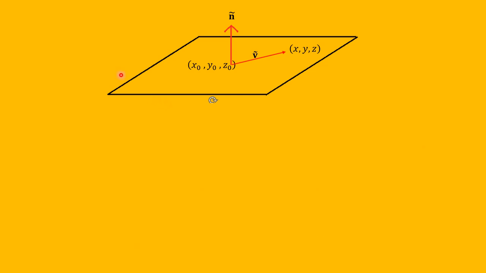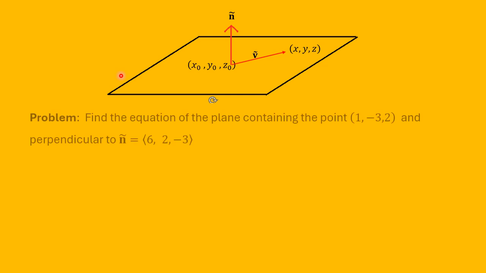So let's see what we can do with this as an example. Let's find the equation of the plane containing the point 1, 3, minus 2. That's basically the x naught, y naught, z naught here. And perpendicular to this vector, 6, 2, minus 3. We can say that this plane is perpendicular to this vector, or equivalently, we could say that this vector is perpendicular to this plane. So let's see how we can solve this.